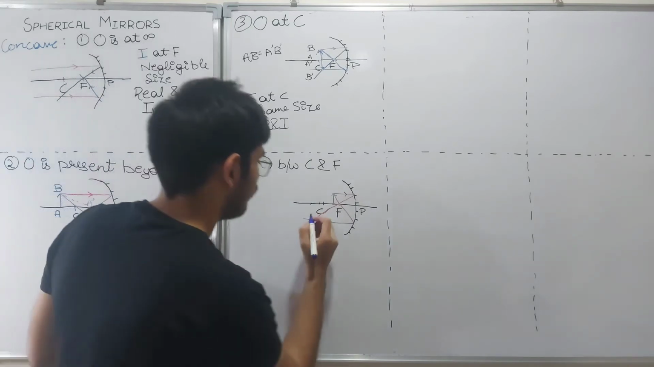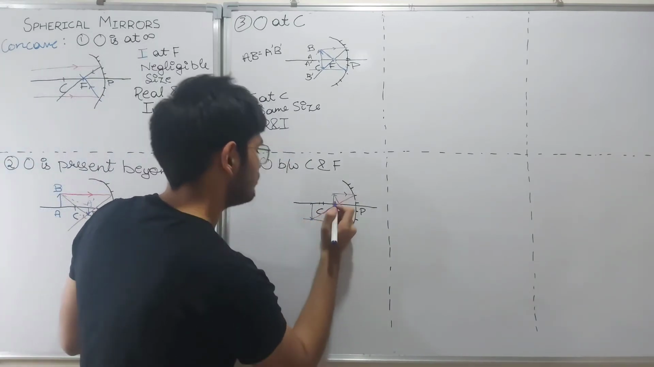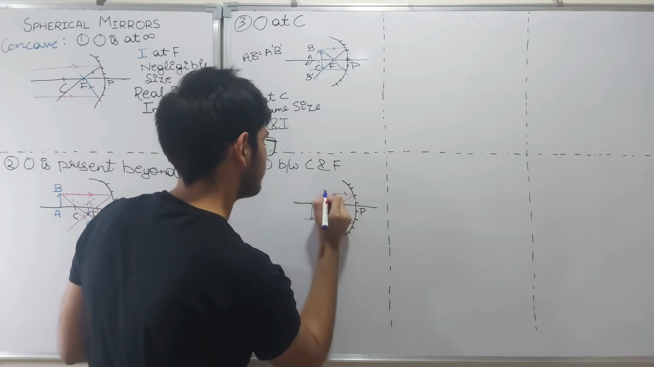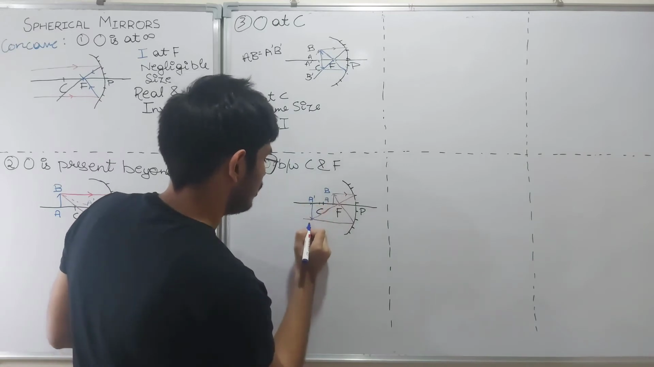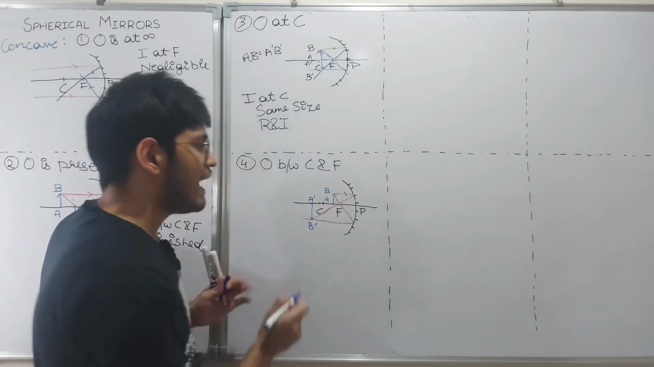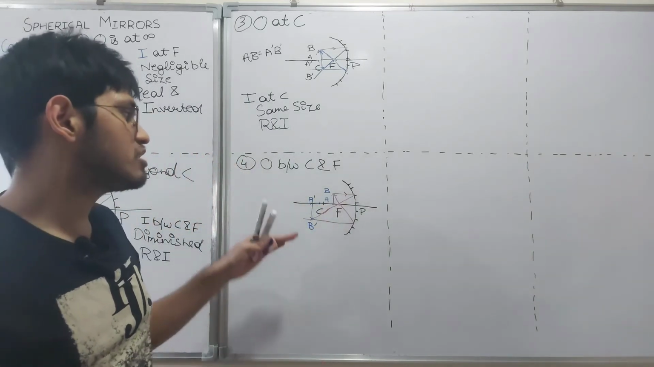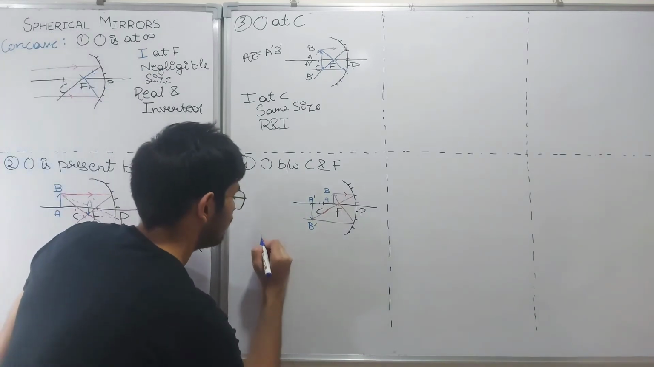The image that is being formed is something like this. Suppose that the object name is AB and the image name is A dash B dash. So now can you tell about the properties of the image? First, where is the image formed?